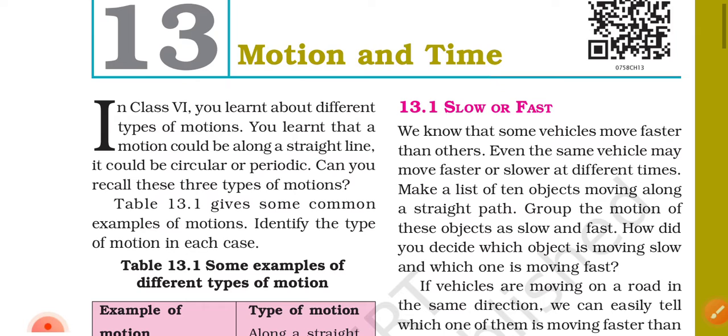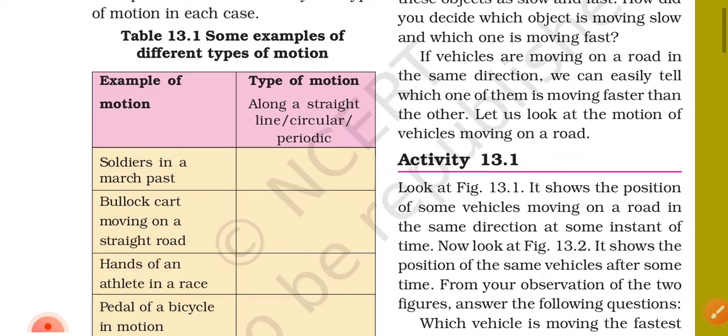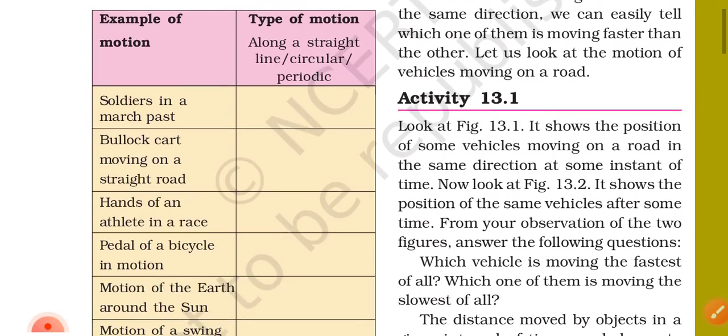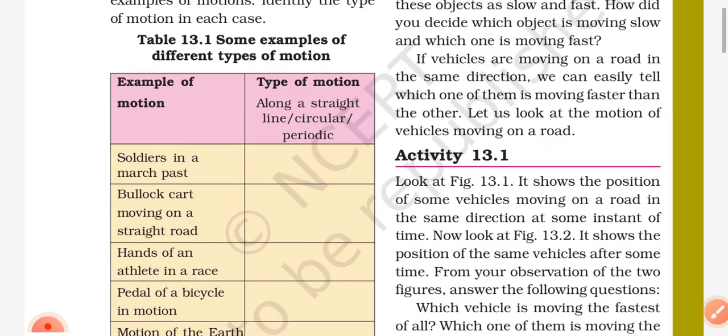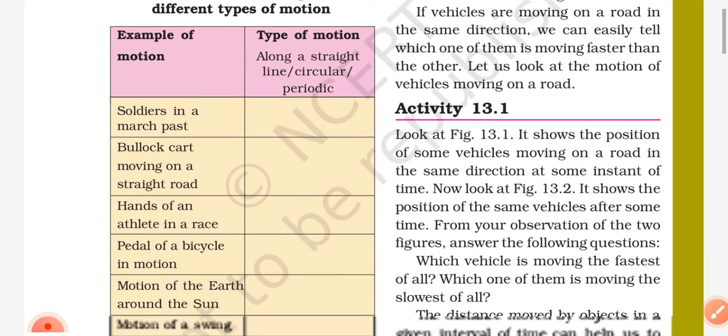A motion could be along a straight line. It could be circular or periodic. Can you recall these three types of motions? This Table 13.1 gives some common examples of motions. Identify the type of motions in each case. Here Table 13.1 shows examples of different types of motions.